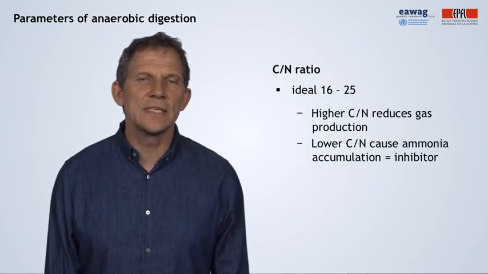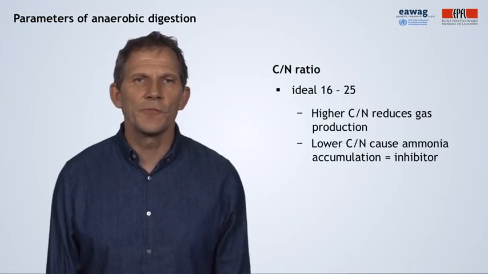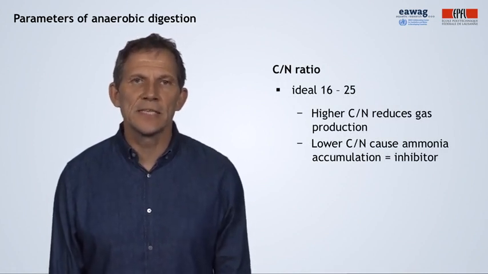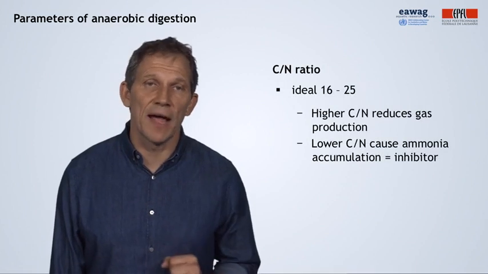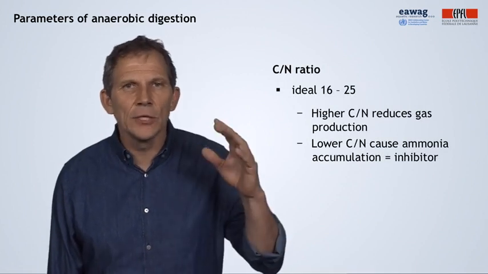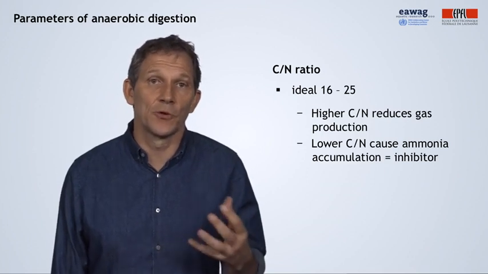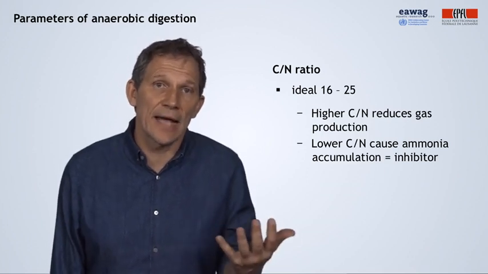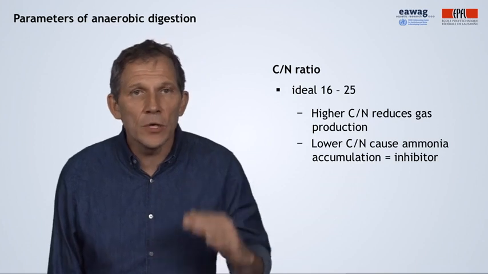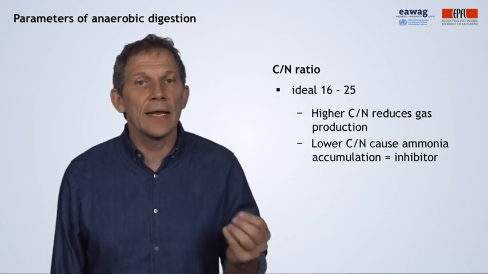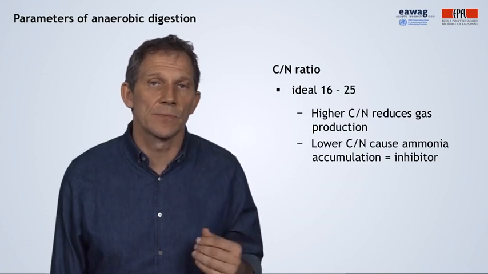Another parameter is the CN ratio. We've already heard about this in the composting module. Ideal is a value between 16 and 25. A higher value means limited supply of nitrogen. That means less food for the bacteria, and therefore less gas production. A lower CN ratio can cause ammonia accumulation, which then inhibits the anaerobic process.